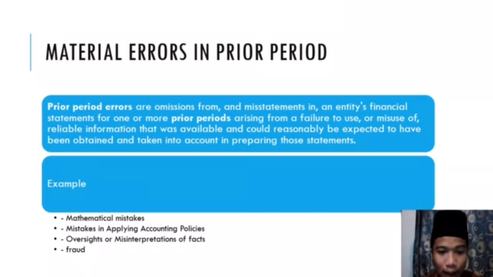Second, mistakes in applying accounting policies. The third one is oversights or misinterpretation of facts. Lastly is fraud.